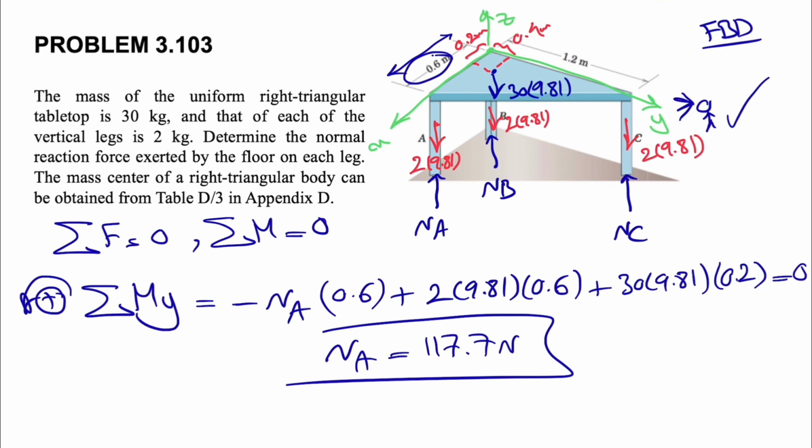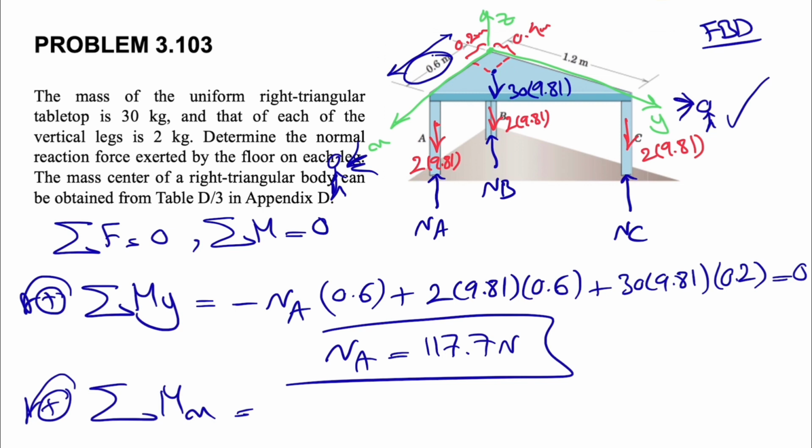Let's move on to our next moment equation. If we look at this, we'll see that if we want to go with moment about z, all the forces are in z direction, which means they won't make any moment. So we'll go with the x as our next moment equation. So this time again we'll look at x-axis from here, whatever is making counterclockwise moment positive and vice versa negative.